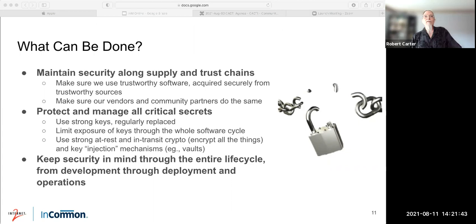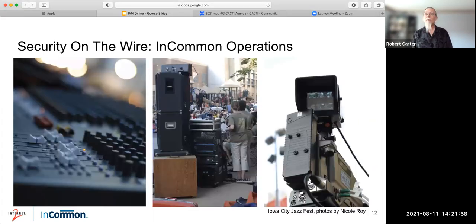So I'll hand off the baton now to Nicole and Carl, who are going to talk a little bit about the good stuff that's going on. We've spent some time talking about what the threats are. Now let's talk a little bit about how we're addressing those threats. So let me switch slides here. And Nicole, I think you're up next.